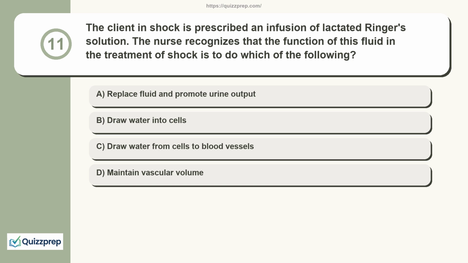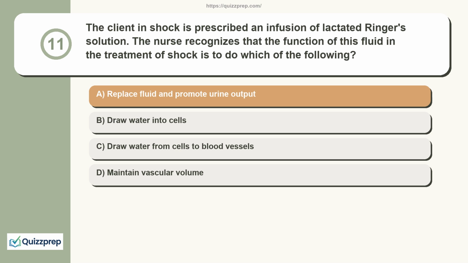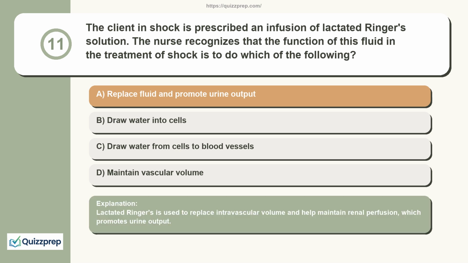Question 11. The client in shock is prescribed an infusion of lactated Ringer's solution. The nurse recognizes that the function of this fluid in the treatment of shock is to do which of the following? Replace fluid and promote urine output. Draw water into cells. Draw water from cells to blood vessels. Maintain vascular volume. Lactated Ringer's is used to replace intravascular volume and help maintain renal perfusion, which promotes urine output.